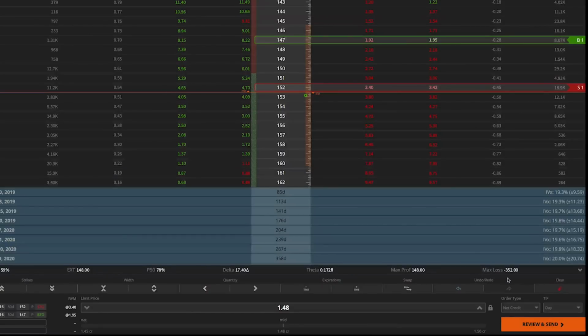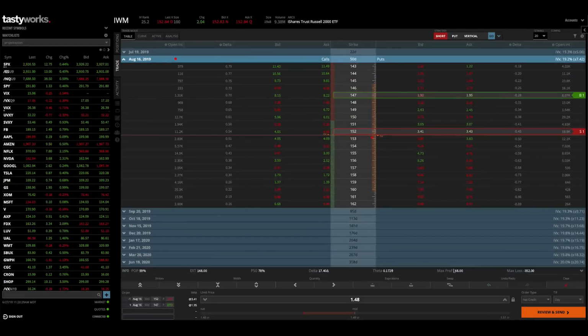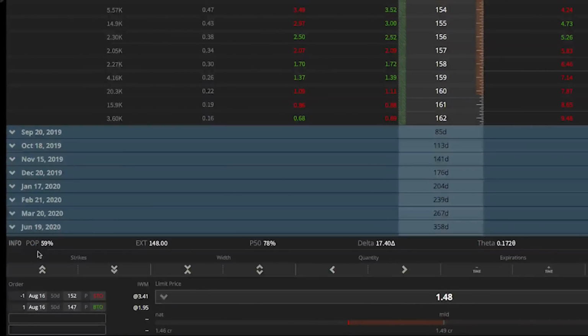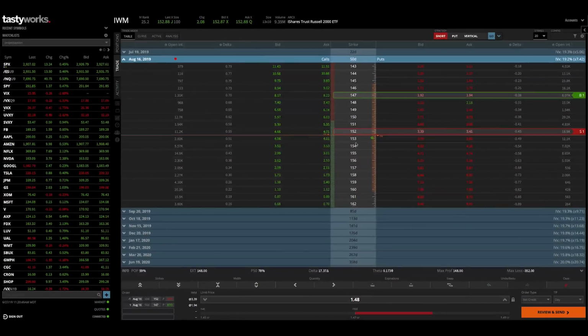The maximum loss potential in this case is $352, and since the loss potential is substantially more than the profit potential in this case, we know that this is a high probability trade, and the POP in the bottom left corner here says 59% for the probability of profit, and that means if I sold this spread for $1.48 and held it through expiration in 50 days, there's an estimated 59% probability that I would have at least a 1 penny profit on this trade. So this would be the most aggressive way you can trade a credit spread.